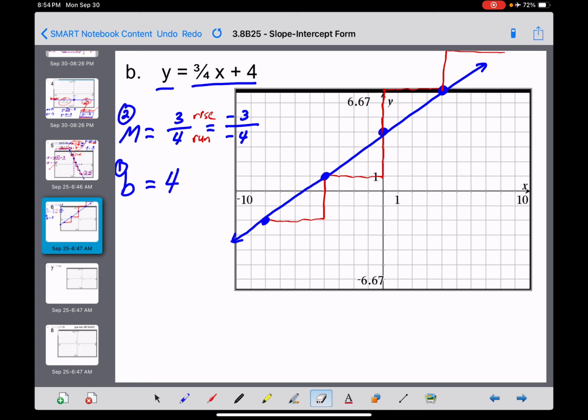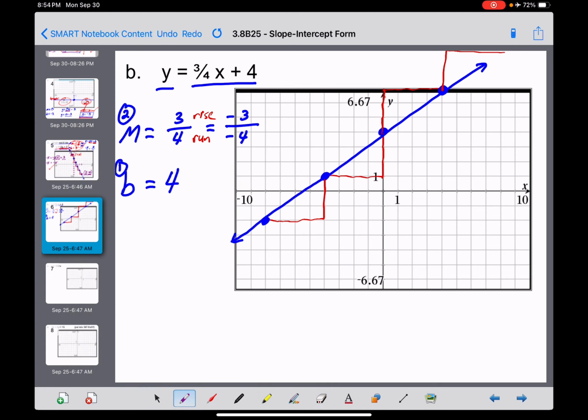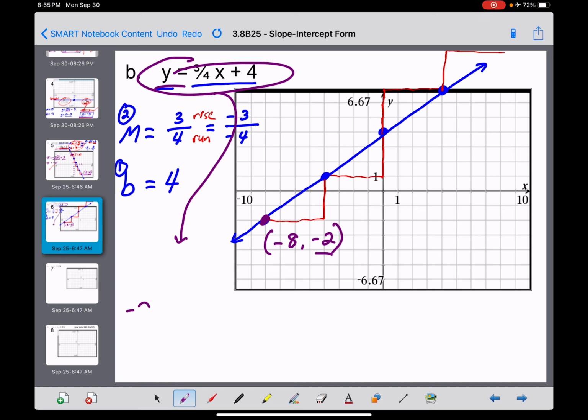However, I always think it's a great idea to double check a point here. So let me go to purple, and let me pick, I don't know, how about this guy right over here? I believe that ordered pair is 8 units to the left of the origin, so -8, and then 2 units below the x-axis, so -2. When we plug those values into this equation, we should end up with a true statement. So our y value there is -2. That should equal 3/4 times an x value of -8 and then a plus 4 at the end of all that. So let's try it, guys.